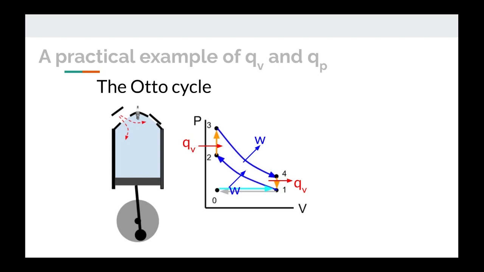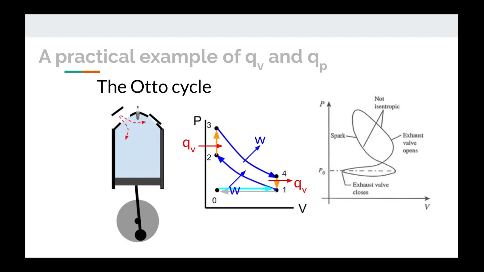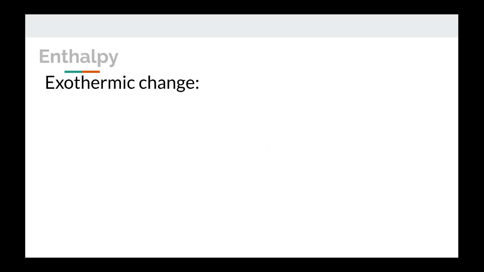This is just an ideal, the Otto cycle. In real life, this is what that looks like, and you can kind of see the shape there, but it's not perfect. For a real engine, it's much less about individual distinct steps, but they kind of blend into each other. Now let's talk about enthalpy and different kinds of changes.